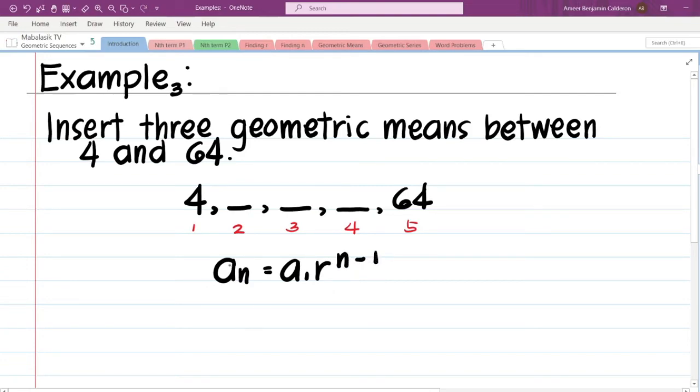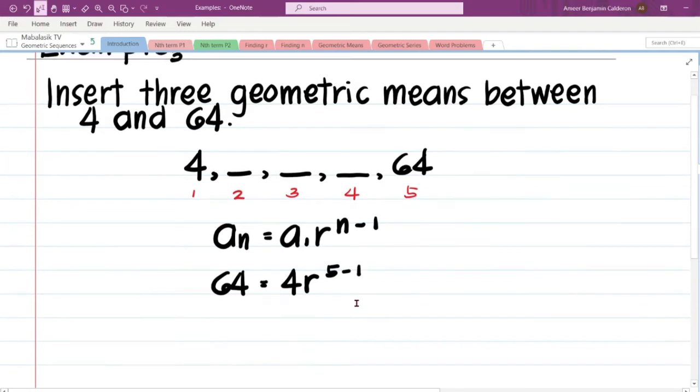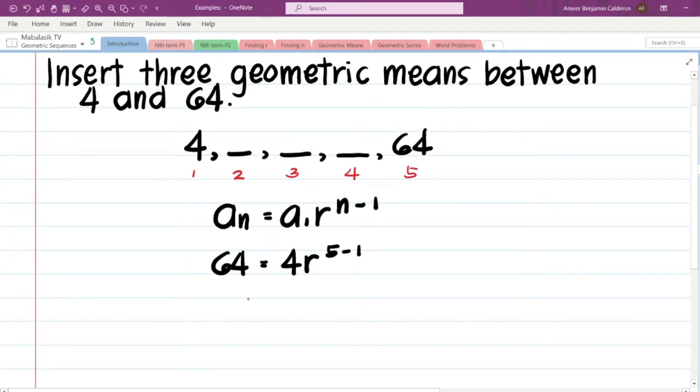What is a sub n? This is the assumed last term. So we assume that 64 is the last term. So therefore, a sub n is 64, equal to a sub 1, 4. We are solving for r, which is raised to the n minus 1. How many terms do we have? 5 minus 1. We have now 64 is equal to 4r to the fourth.